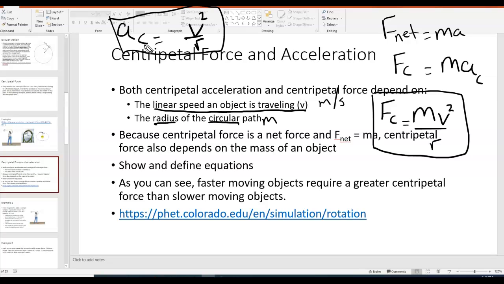So the faster you move, the more centripetal force that takes. If you look at the equation, the more mass you have, the more centripetal force that takes. So a small car might be able to go in a circle that a big truck can't at the same speed. So we've got our two equations, one for centripetal force and one for centripetal acceleration. Pause there if you need to look at that.